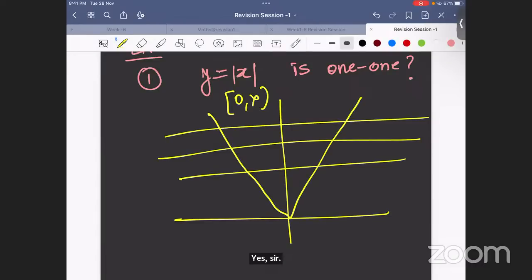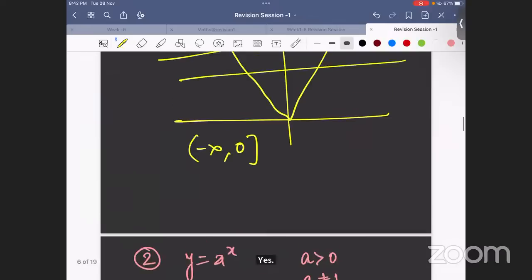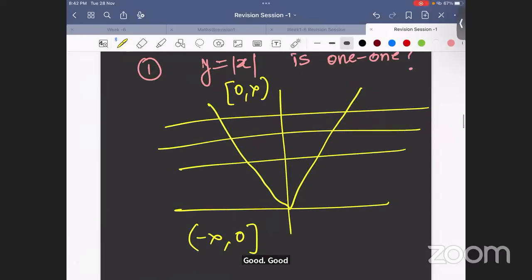Yes, sir. Okay, and from minus infinity to 0, is this function strictly increasing or decreasing? Strictly decreasing, sir. Correct. So if you are asked for the same function in some particular domain, from 0 to infinity or minus infinity to 0, we'll be able to say that it's invertible. And one more thing, if this is a 1-1 function, then you can get the inverse also, right? Yes, sir. Invertible.